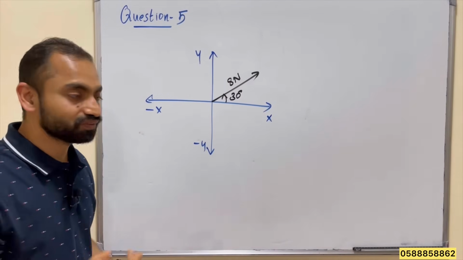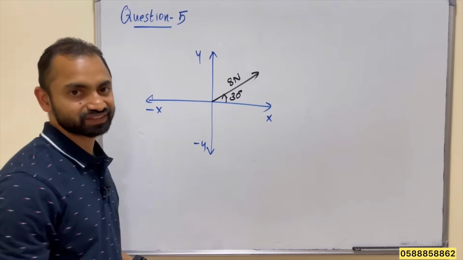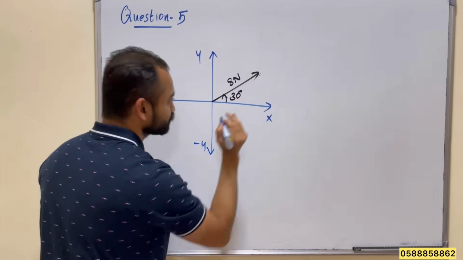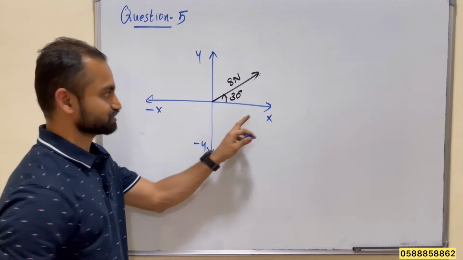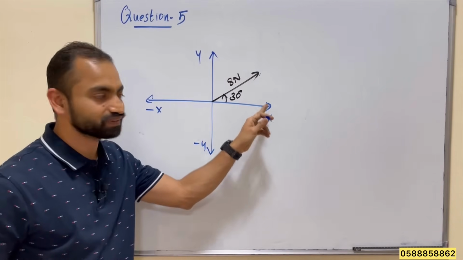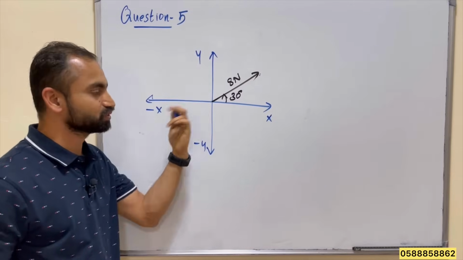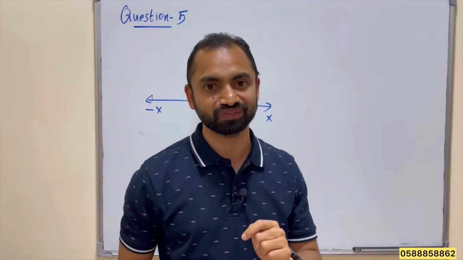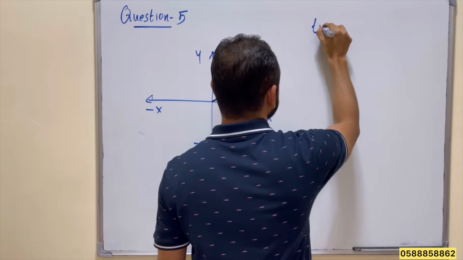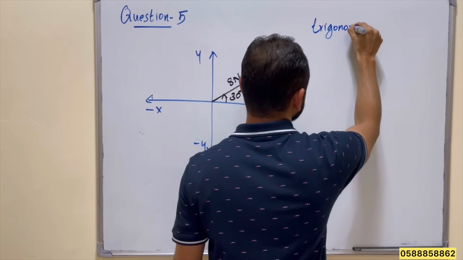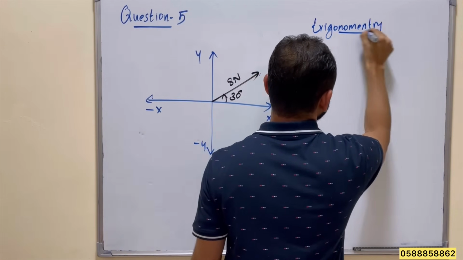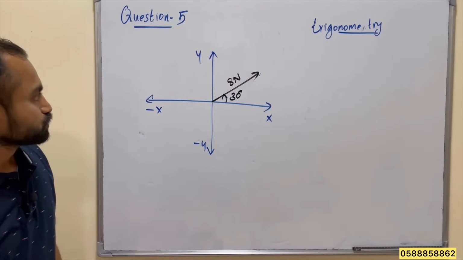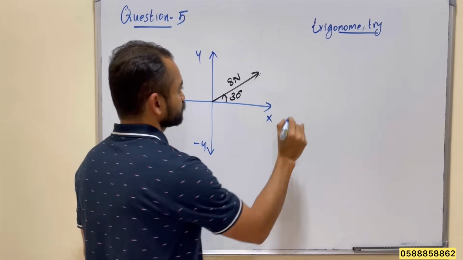Before, how did we divide? Before, values were given here, so we moved from here to the x-axis, and from here to the y-axis. But here values are not given. How to get the x component and y component? Use trigonometry.